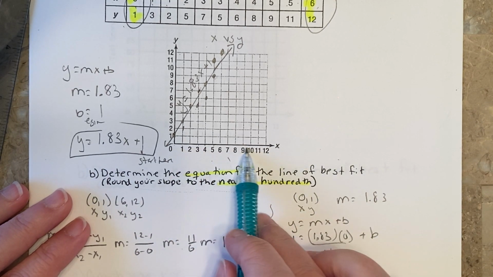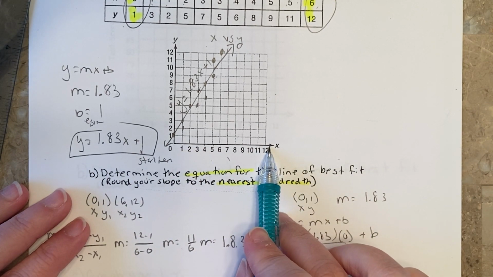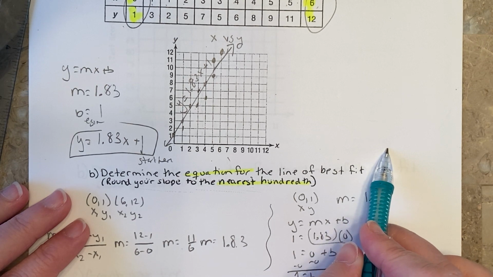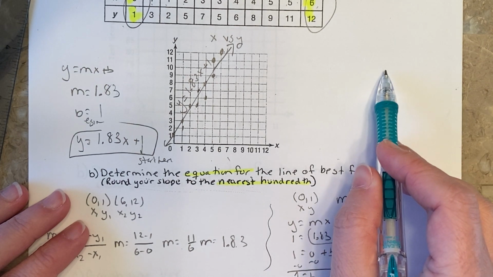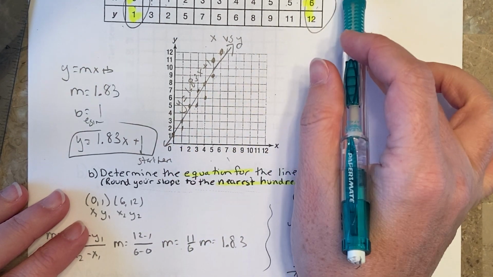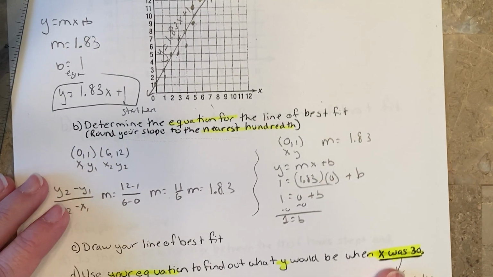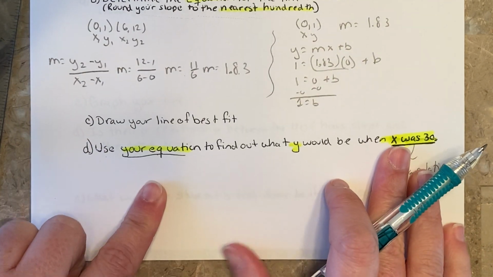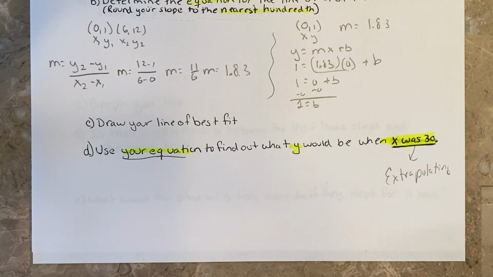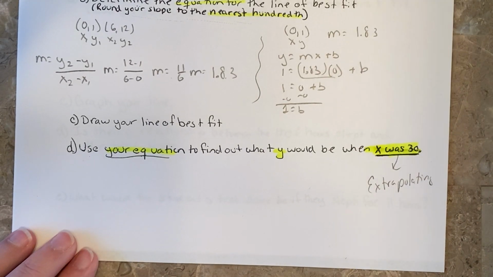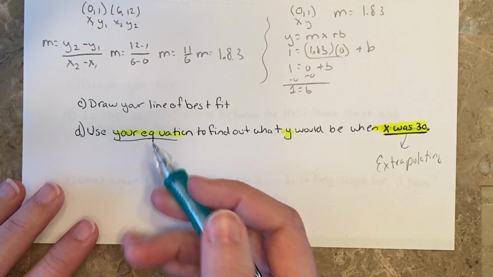So y is just extrapolating. If you notice, there's no 30 here on my graph at all. 30 would be way over here. So it's not like I can go up and over and see where my line is, and you can't guess either, okay? So whenever you extrapolate, you're going to have to use your equation. So I was nice enough to tell you to use it, but sometimes they're not going to tell you to use it. You just have to know.